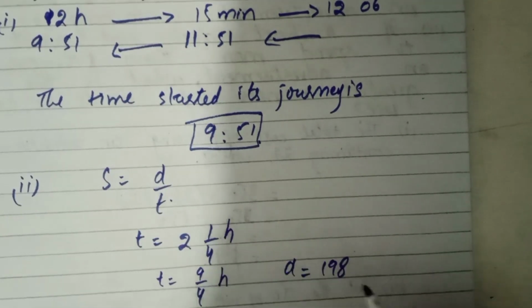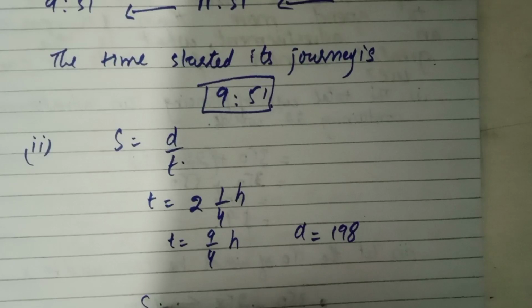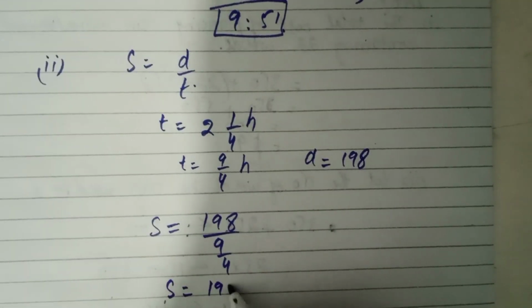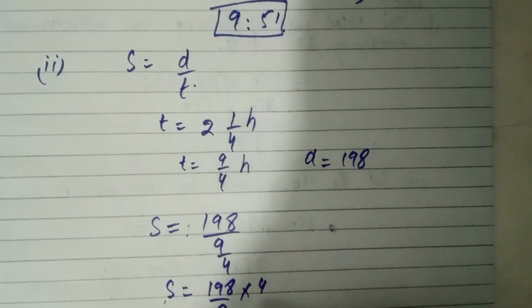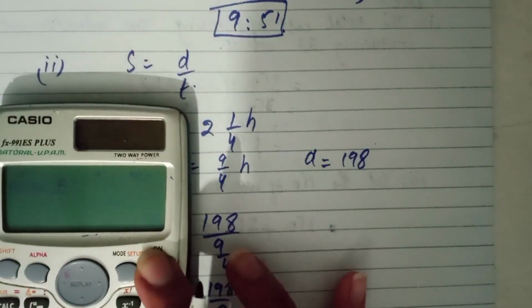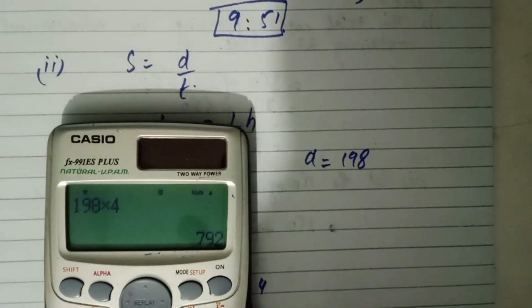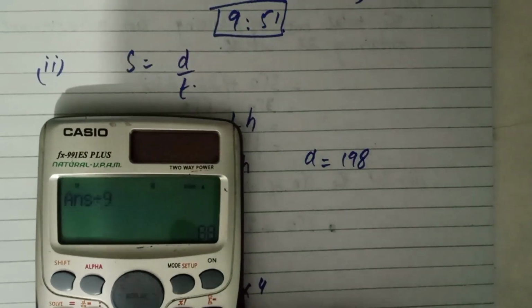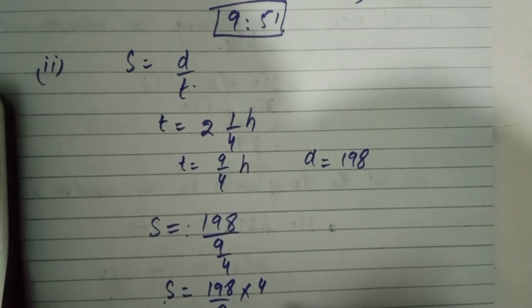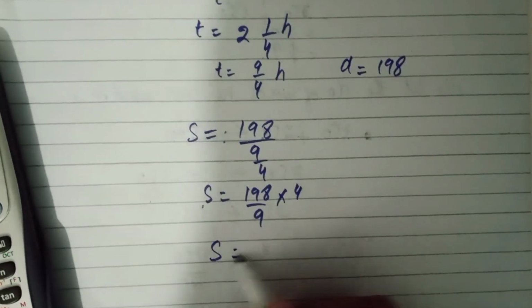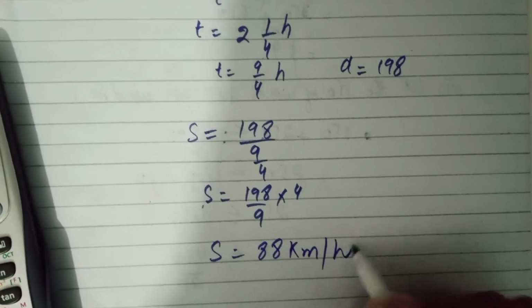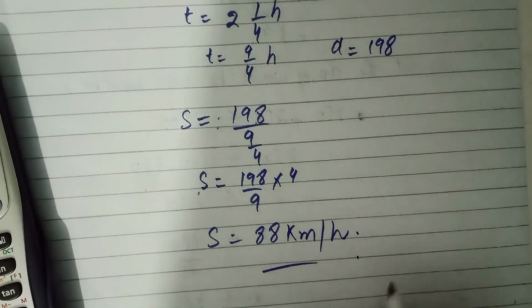This time is in hours. Now we have to divide it: 198 divided by 9 over 4. The 4 comes upward. 198 multiplied by 4 and divided by 9, we get 88. Speed is equal to 88 kilometers per hour. Now students, part number 2 is also solved and question number 5 is done.